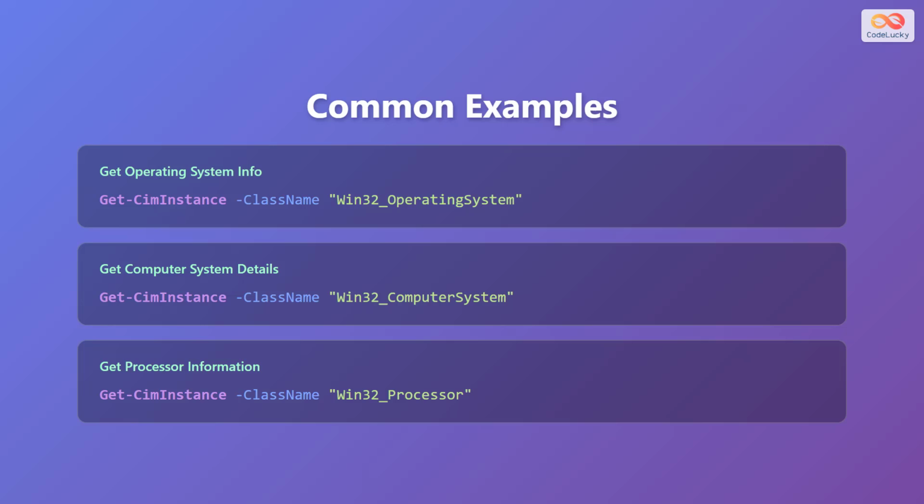Let's look at some common examples you'll use frequently. To get operating system information, use Get-CimInstance with the ClassName Win32_OperatingSystem. For computer system details like manufacturer and model, use Win32_ComputerSystem. To retrieve processor information such as CPU name and speed, use Win32_Processor. These are three of the most commonly used WMI classes that provide essential system information.